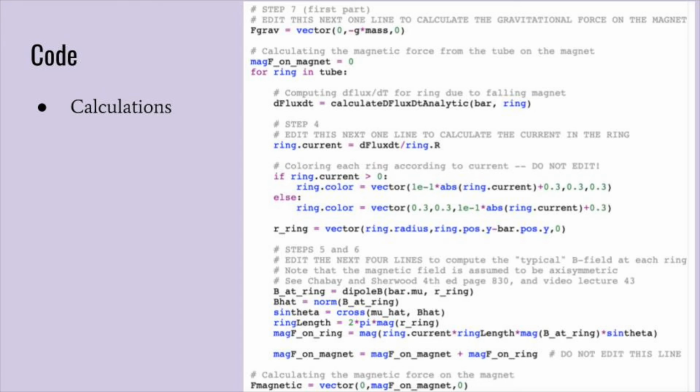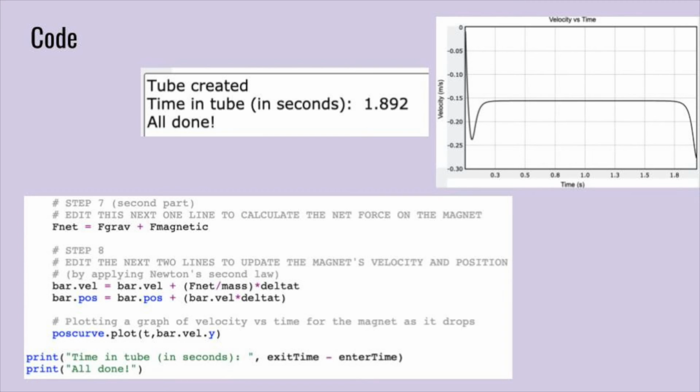Here shown are the calculations for current in each ring, magnetic field of each ring, and the total magnetic force acting on the magnet. This last piece of code updates the net force, velocity, and position of the magnet inside the while loop. This loop is set to run until the magnet has completely exited the tube. The graph on the upper right shows velocity versus time.